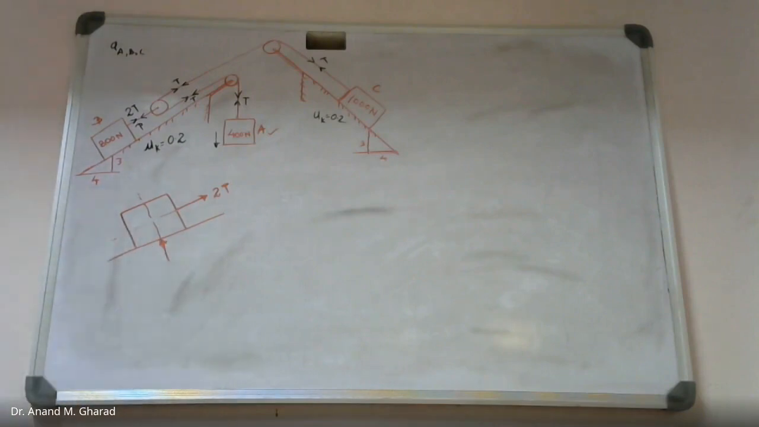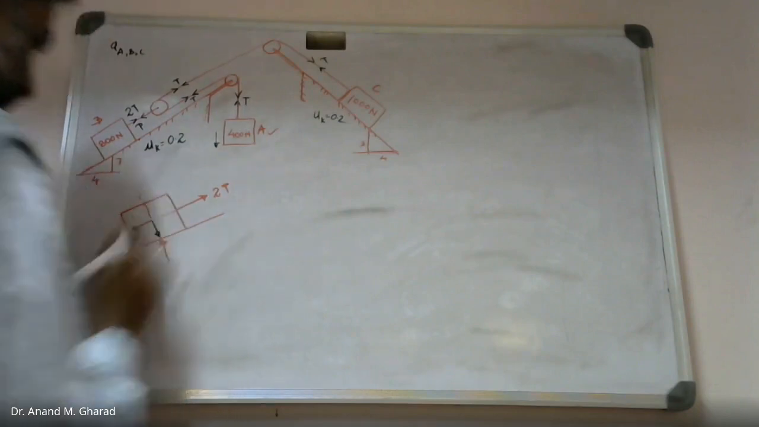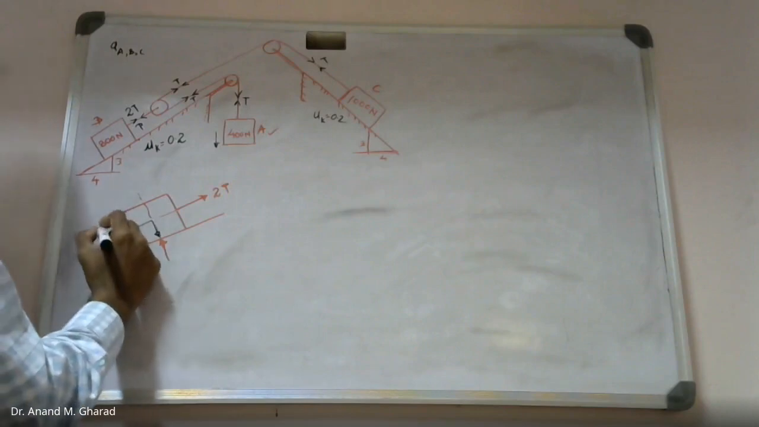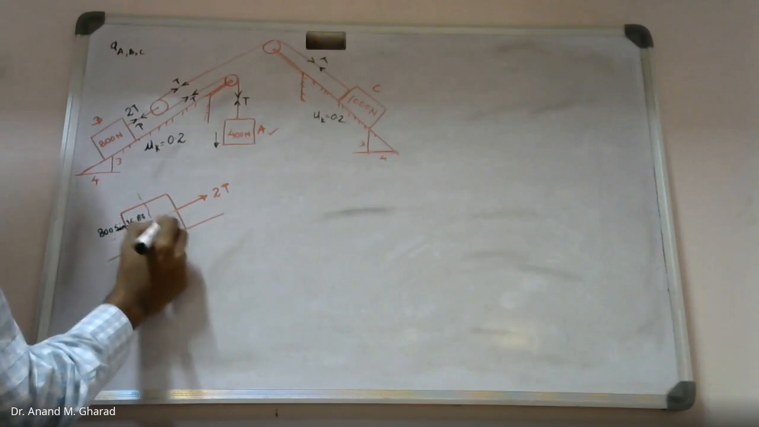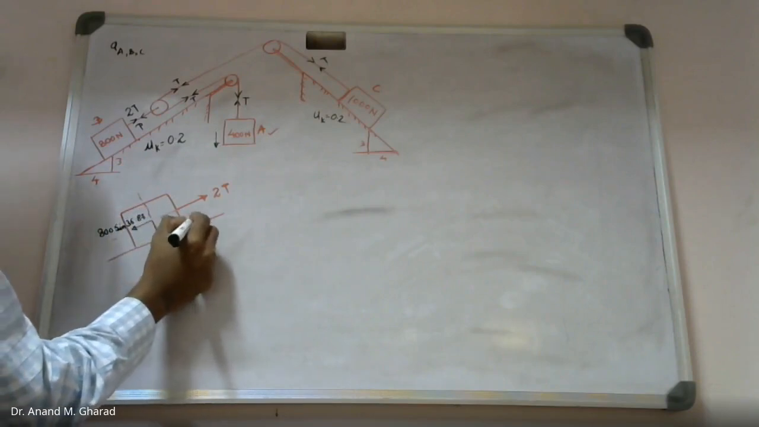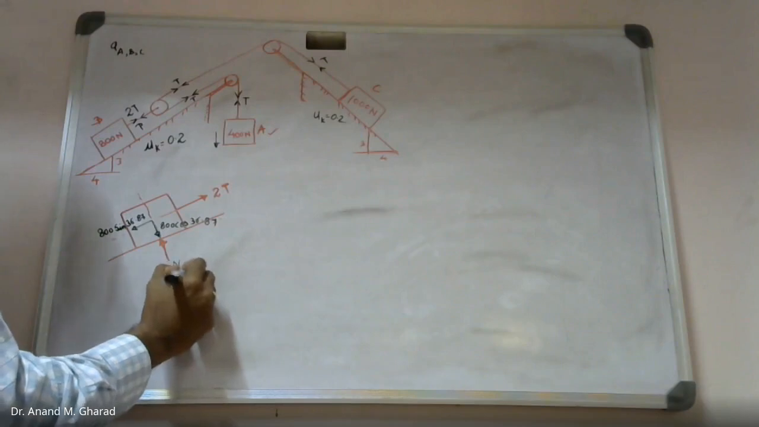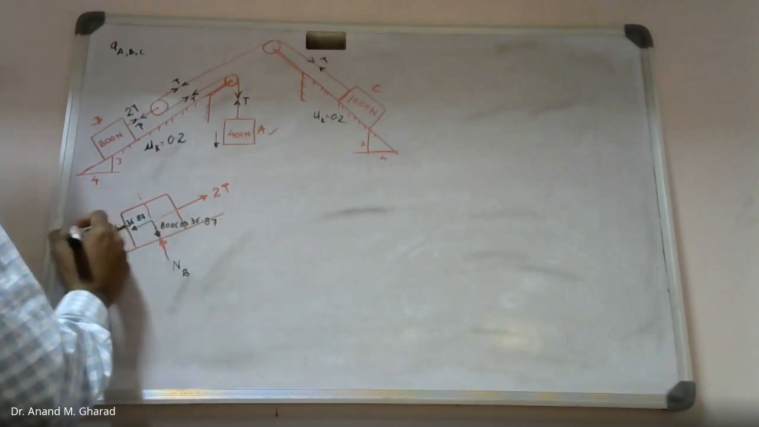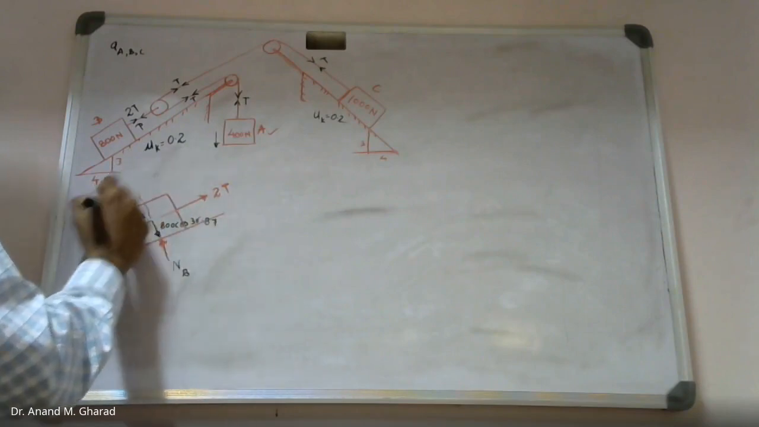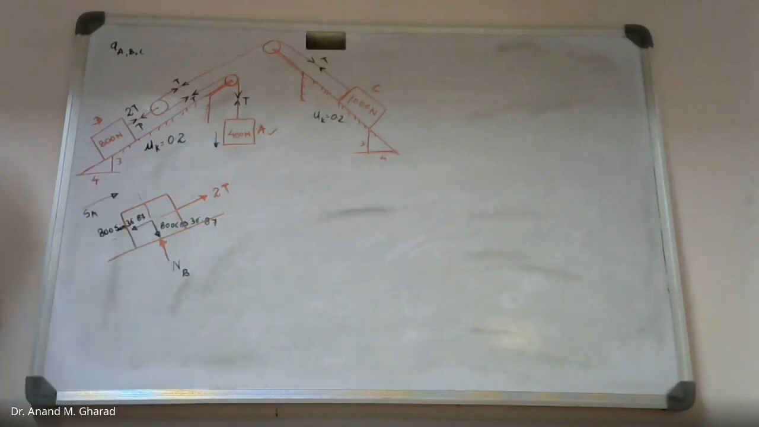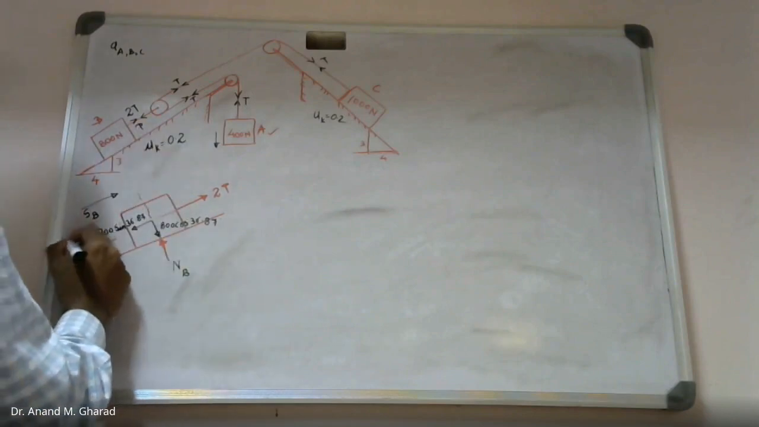This is 800 sine component. This is 800 cos component. This is NB. Now this was moving in the upward direction, right? So let me assume the displacement of block B like this. Inertia force shall be opposite.